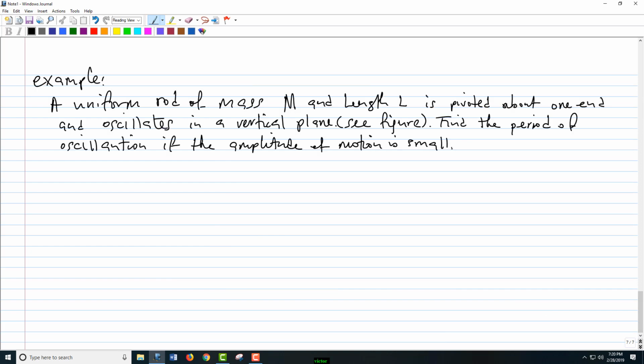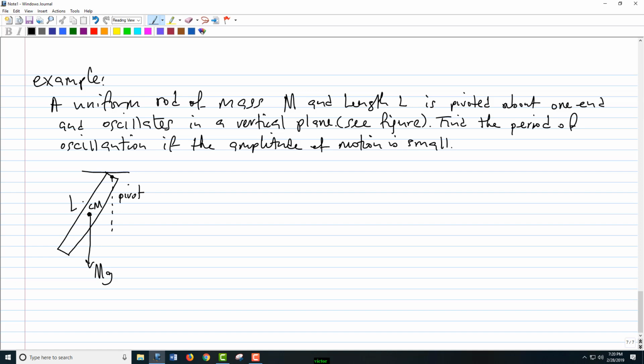Now let's do a quick example to see how this works. Small amplitude of motion just means that we are using the small angle approximation. If you look at this figure of a rod pivoted about a certain point, this is our pivot point. The center of mass is somewhere here, so this is the CM. And here is the mass multiplied by gravity to represent the weight of the rod, and the length is L.